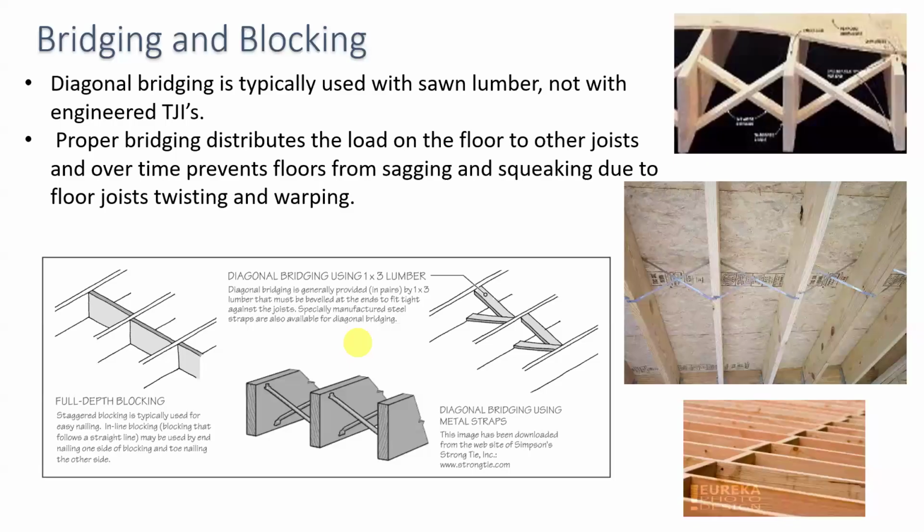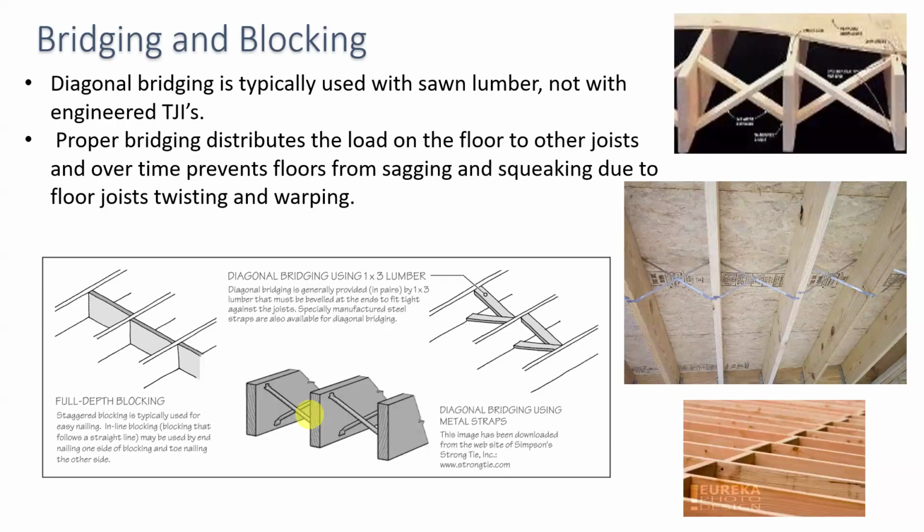Now, how many of you have ever seen these little X's when you went into your basement and looked up at the floor? I see nodded heads. Okay, so that's called bridging. And if you saw one where it was just a piece of wood between them, that would be called blocking. So these are diagonal bridging. Sometimes they make them out of steel where they just have a little prong at the end and you hit them with a hammer and drive them in. Sometimes you actually have to nail them in, and they're little pieces of wood, 1x3 lumber with beveled ends.